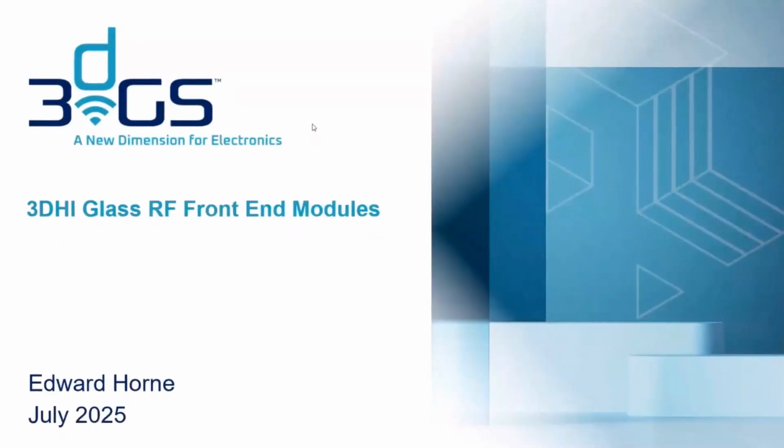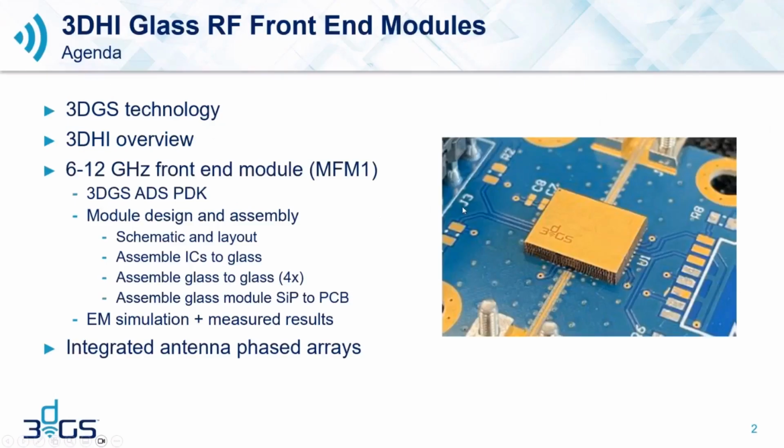My name is Edward Horn, Director of Systems Engineering at 3D Glass Solutions, and today we're going to be talking about 3D HI glass RF front-end modules. So 3D HI is a technique to stack multiple chips on top of each other to reduce your XY footprint by going up into the vertical direction. Phased arrays are a great application for 3D HI as you have a fixed antenna size based on your lambda over 2 spacing between different antennas.